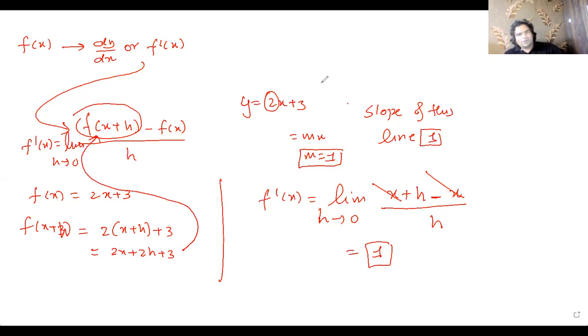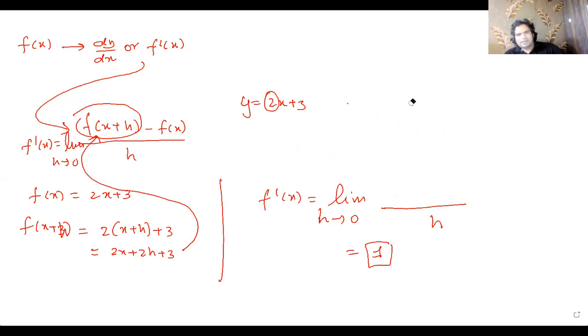So let's see what we get. Basically this derivative will become, I'm going to keep this aside. So here my f of x plus h is 2x plus 2h plus 3. That's f of x plus h minus f of x, where f of x is 2x plus 3, over h. This is in the formula.